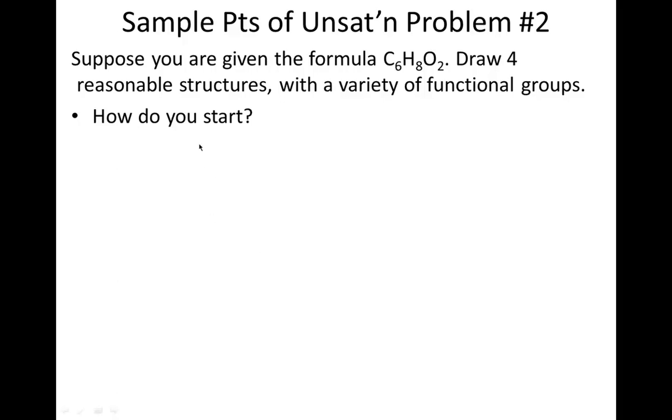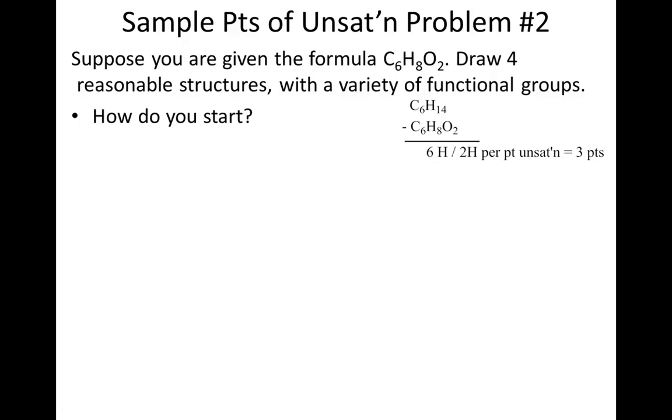So the first thing you do to start is you need to figure out how many points of unsaturation there are. And so we're going to compare this formula that we have here to the alkane formula for 6 carbons. Ignoring the oxygen, we get a difference of 6 hydrogens, or 3 points of unsaturation. So what can they be?